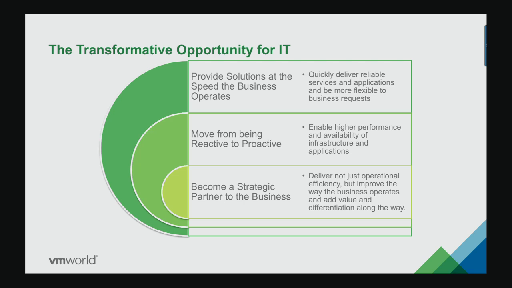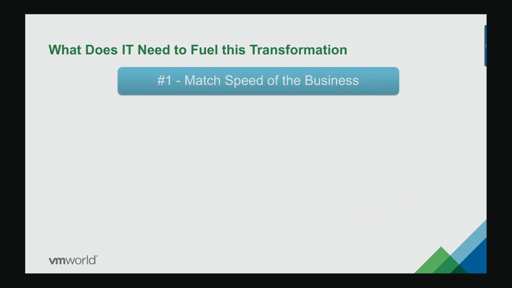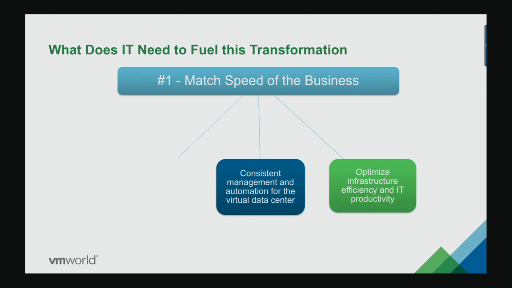And the next thing I want to talk about is how do you actually do those things, right? What do you need to fuel that transformation, essentially? In order to match the speed of the business, you have to start with a platform which gives you the right kind of infrastructure platform, which is built for the hybrid cloud, the mobile cloud era that we actually live in. On top of that, you need to add a consistent management capability so that your virtualized data center becomes more efficient. And the third thing is about making sure that you are optimizing everything in your environment, right?